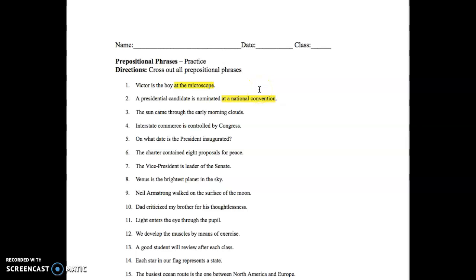These first two examples only had one prepositional phrase per sentence. However, as you continue to work through the practice, you will find that there can be an unlimited number of prepositional phrases per sentence. Please make sure to cross out every prepositional phrase in each sentence.